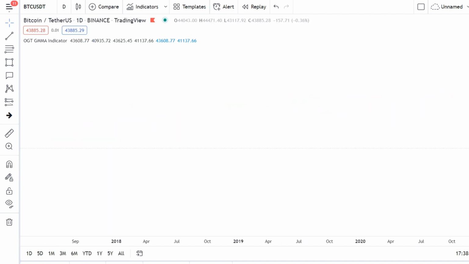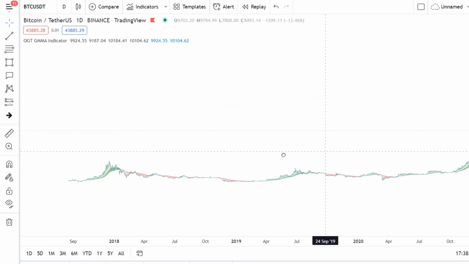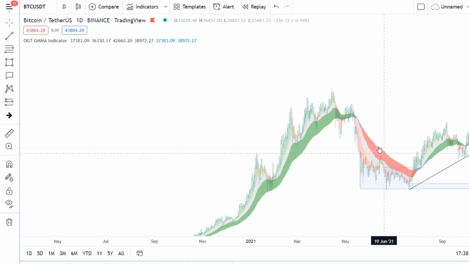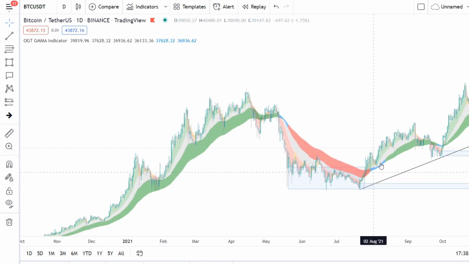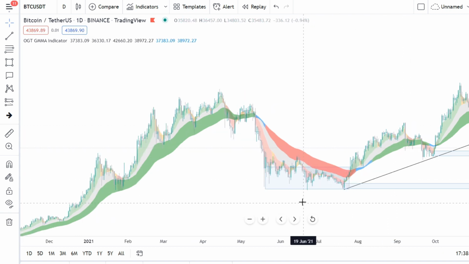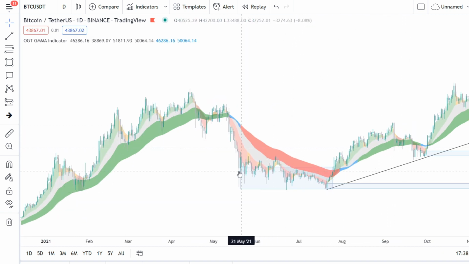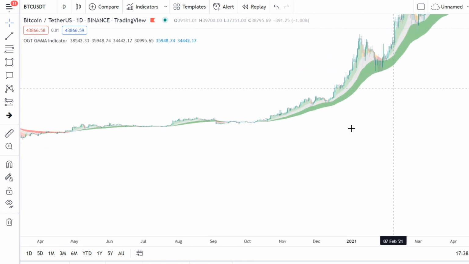Let me show you the daily again. So this was about here, and we see that it really made a nice move to the upside. And so this is something that you can use, this indicator. Let me show you one more example.